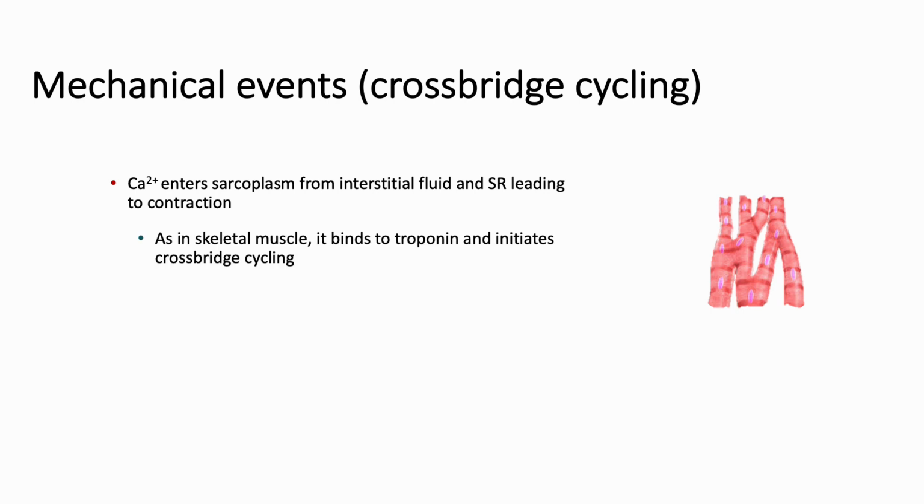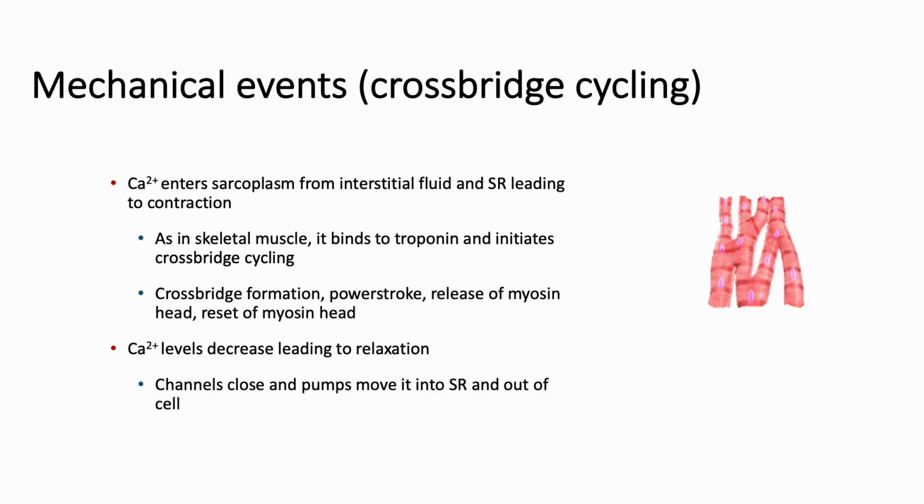So we have a bunch of calcium now floating within the cell. What does it do? Well, just as in skeletal muscle, it's going to bind to that troponin molecule. And when it does that, it pulls the tropomyosin out of the way, exposing the binding sites for the myosin heads. And we initiate what we call cross-bridge cycling, or contraction. So when that cross-bridge forms, we get the power stroke. That myosin head pulls on the actin, and then it resets.